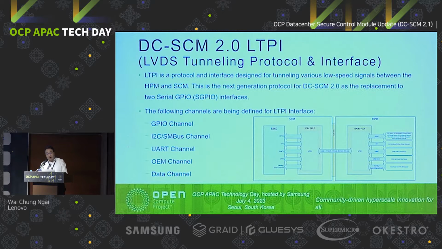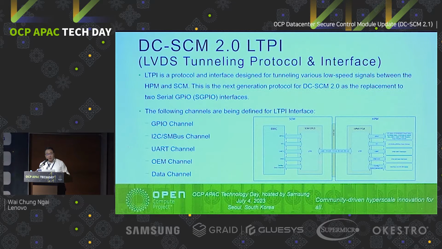So this is one of the very important and major enhancements. It's called the LTPI. LTPI stands for LVDS Tunneling Protocols and Interface. If you're not familiar with that, LVDS stands for Low Voltage Differential Signals. And these are not the latest or the modern, it's more like a conventional interface with a lower speed and throughput that's being used in the traditional server design. However, it does occupy more pins in the system.